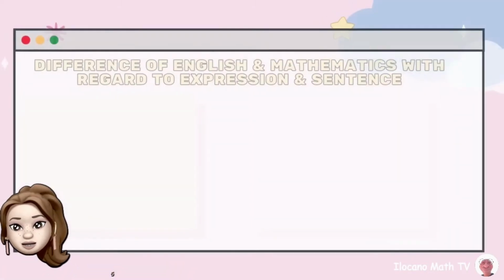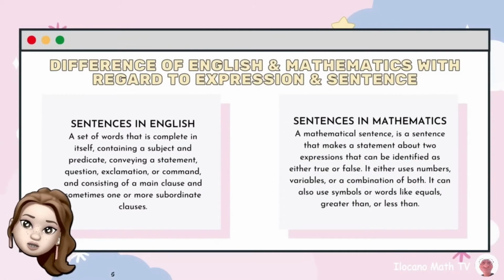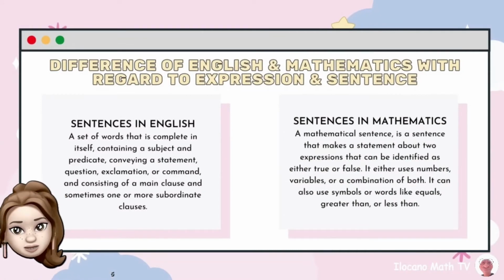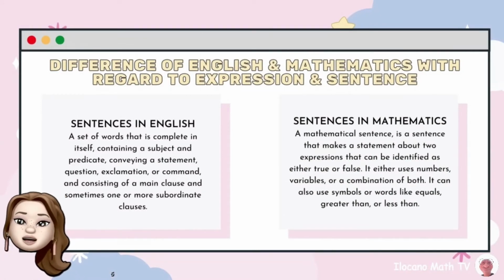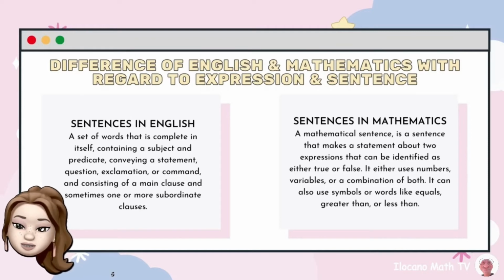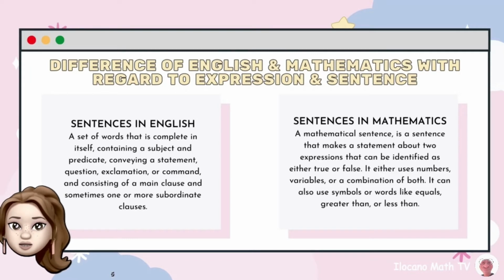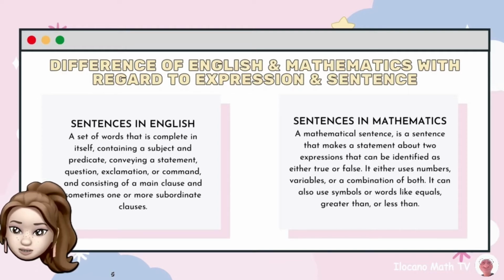Moving on to sentence, its English definition pertains to a set of words that is complete in itself and contains a subject and predicate. It is conveying a statement, question, exclamation, or command and usually consisting of a main clause and sometimes one or more subordinate clauses.